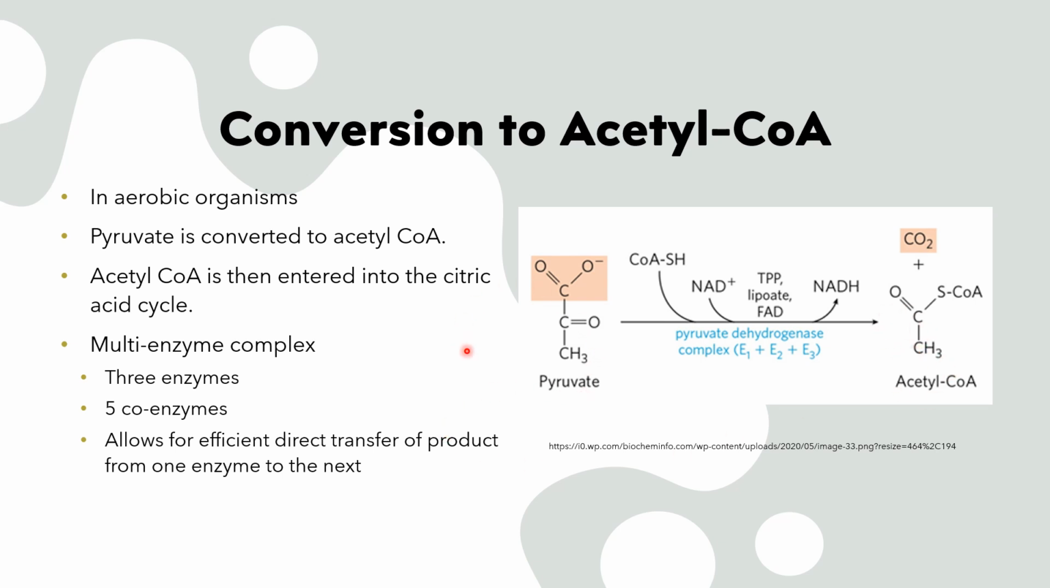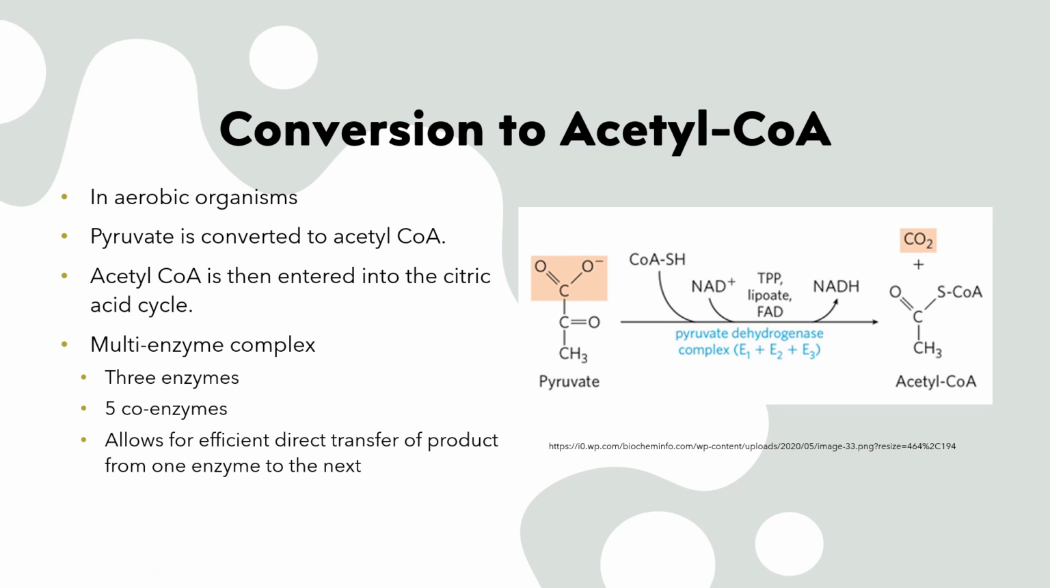But let's look at what happens to pyruvate. In this reaction, pyruvate is decarboxylated, and we can see we lose carbon dioxide. It was a 3-carbon compound, and we are losing 1 carbon as carbon dioxide. And the 2-carbon compound is now attached to coenzyme A to form our acetyl-CoA. Remember we had said at the beginning, carbohydrates are broken down to carbon dioxide, and now we can see here our first carbon dioxide coming from pyruvate. This particular enzyme complex allows efficient direct transfer of the product from one enzyme to another.